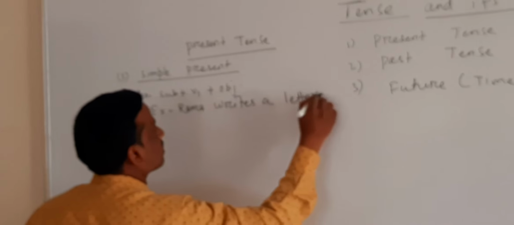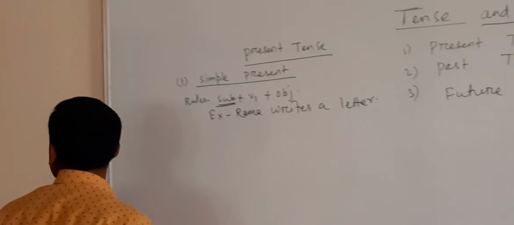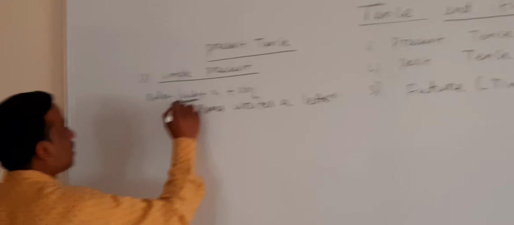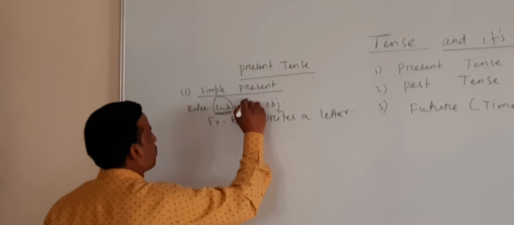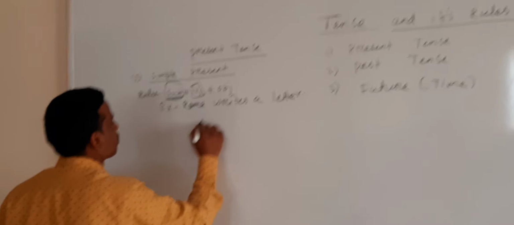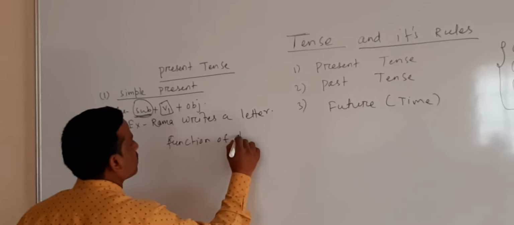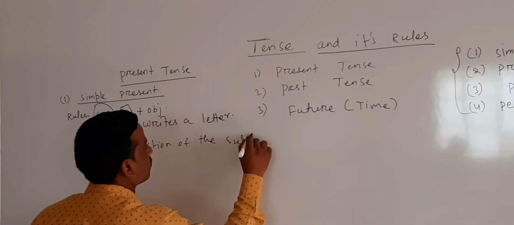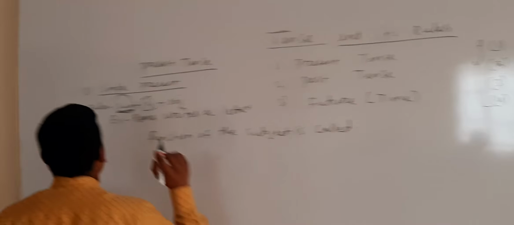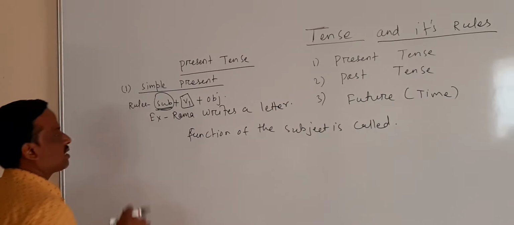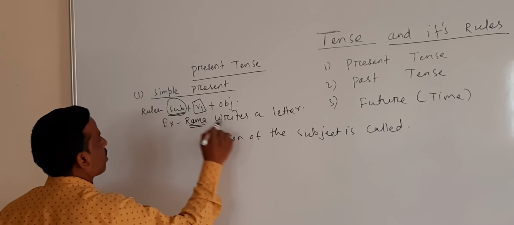Before writing the sentence, first of all we will study the subject. What is the subject? Subject means the one about whom we talk. And the main verb: the definition of verb is the function of the subject. Without a verb, a sentence cannot be completed. So according to the rule, the subject is Rama, verb one is write.